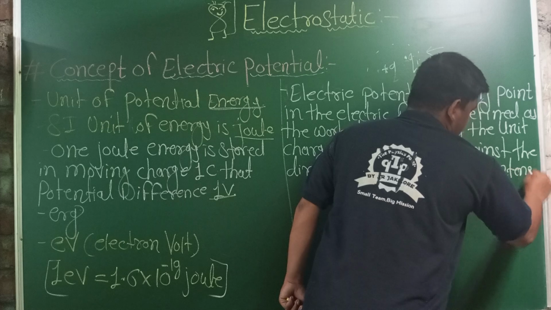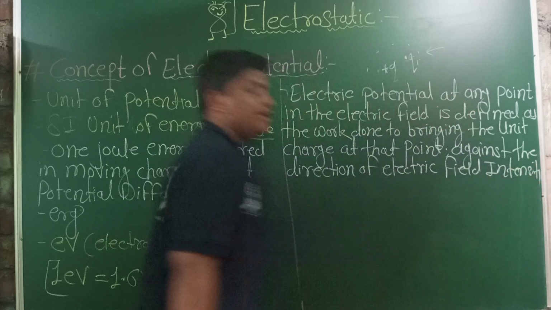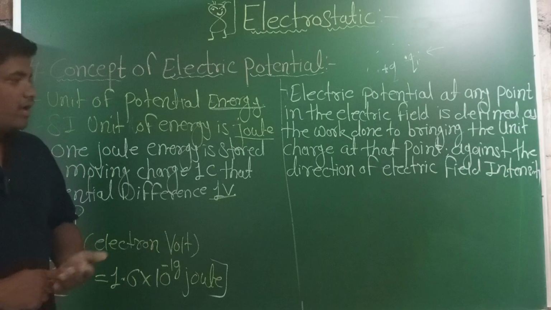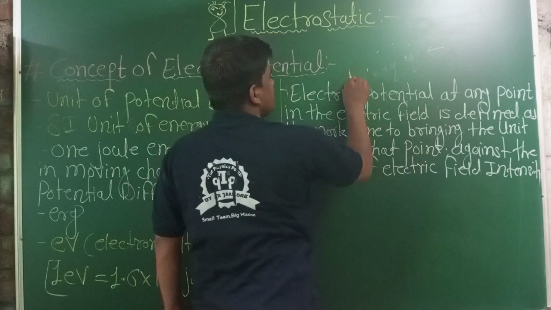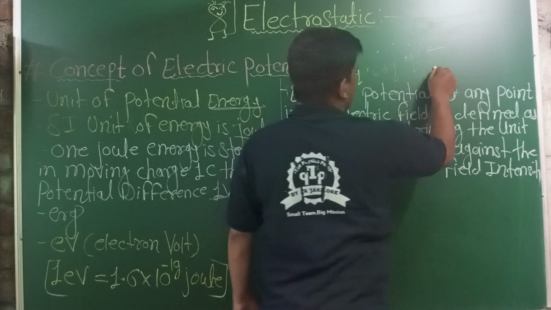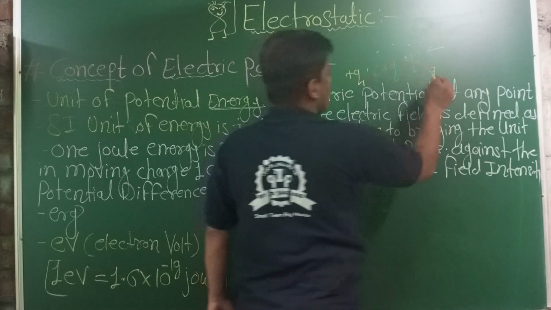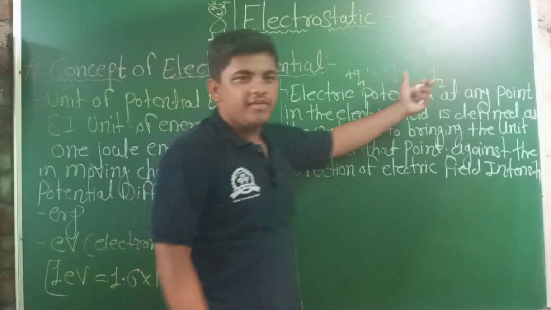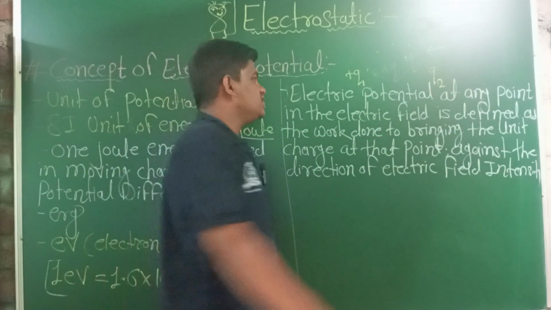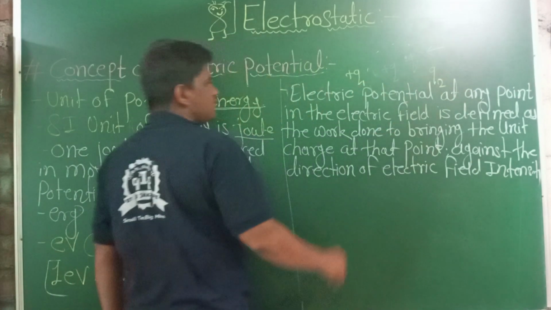The direction of electric field intensities. Now we are calculating the electric field intensity. This is one charge or one particle. This is the other one. These are Q1 and Q2. The potential energy of the two particles which have the charges Q1 and Q2.